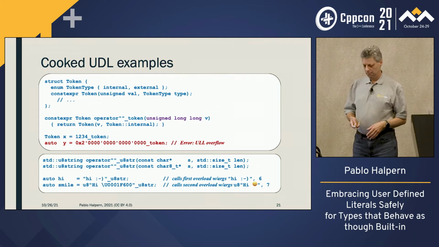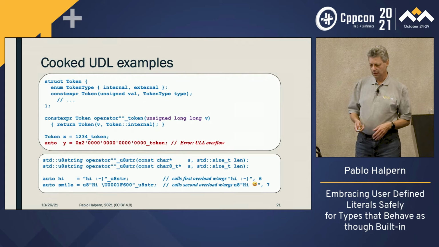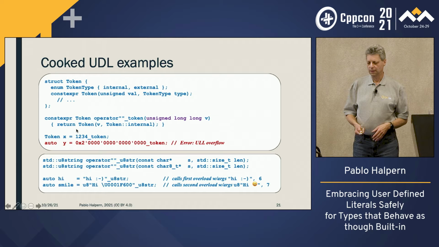And then we use it. Token X equals 1234 underscore token. That's a user-defined literal. And what that does is it converts 1234 to an unsigned long, passes it into the operator, which constructs a token, which is going to be hard-coded to be internal in the case of a user-defined literal, and returns that token.